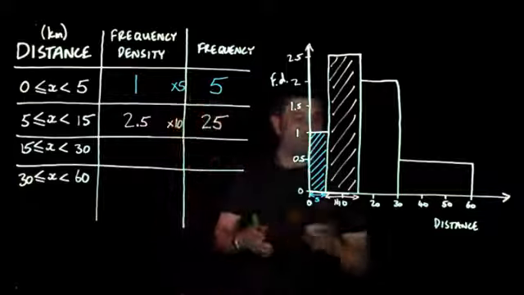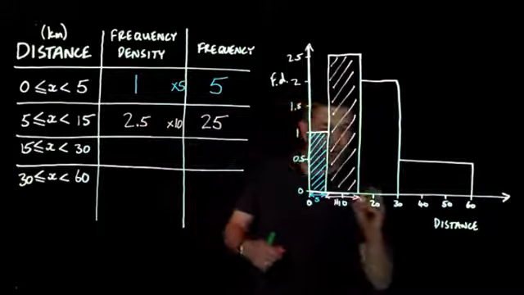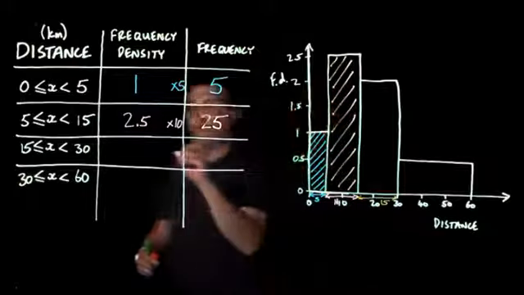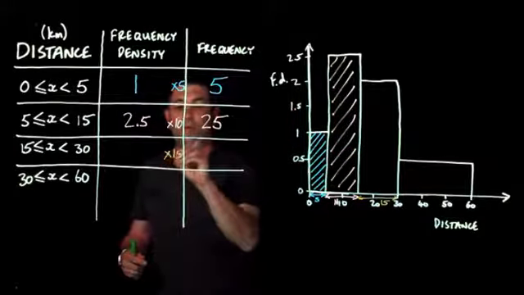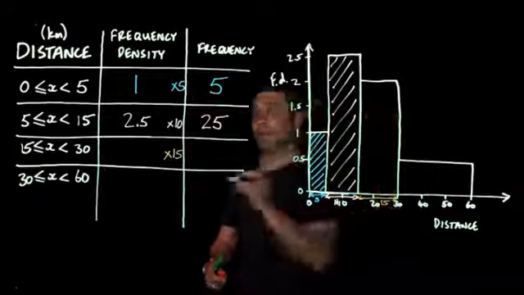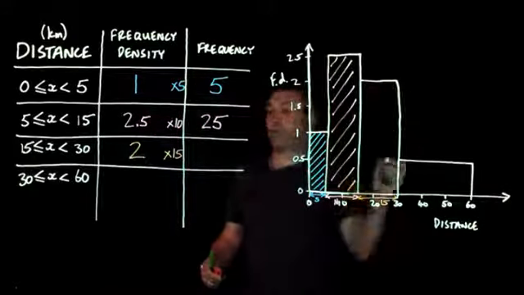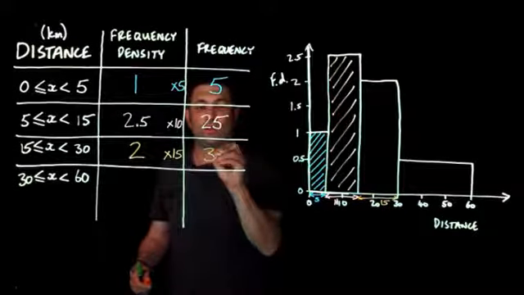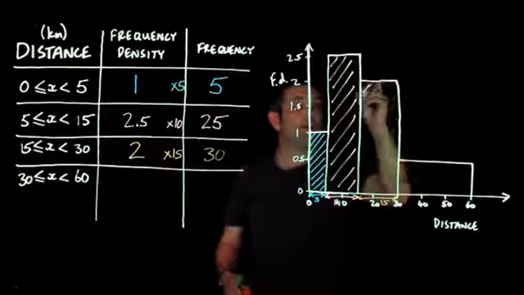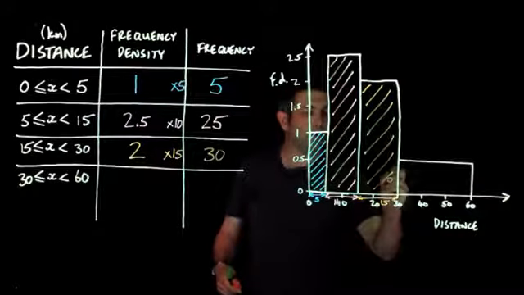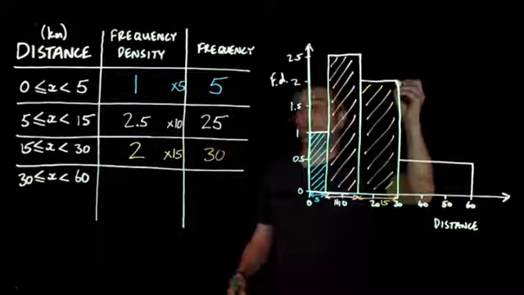Now, the next one, the group width: I'm going from 15 this time up to 30. So the group width is 15, and I'm going to be multiplying by 15 here. The height is 2. On the frequency density, I've read off that it's 2. And 2 times 15, there's 30 people in that group. Again, the area of this rectangle is 15 times 2.